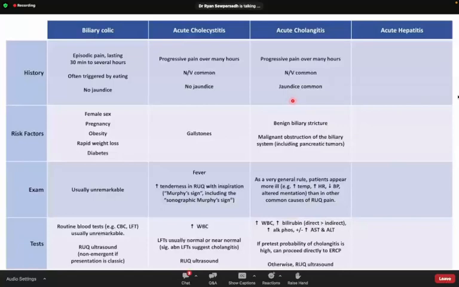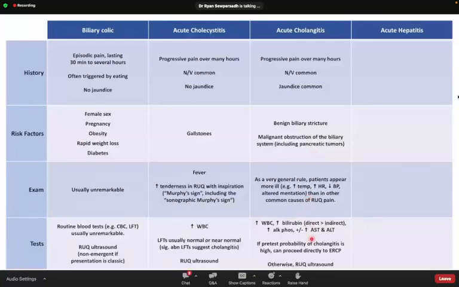jaundice also occurs, right? Risk factors for acute cholangitis include benign biliary strictures and malignant obstruction of the biliary system, including pancreatic tumors, especially the infamous head of pancreas tumor. As a very general rule, patients often appear more ill than in other common causes of right upper quadrant pain, but this is less often the case among the elderly and among those who are taking immunosuppressive medications.